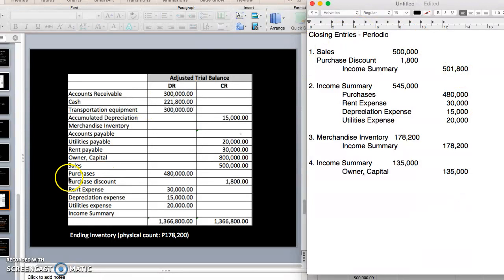What will happen is in your trial balance, you won't have any temporary accounts anymore. And this ending inventory will be moved to this merchandise inventory balance here. And also your owner capital will increase in value by 135,000.